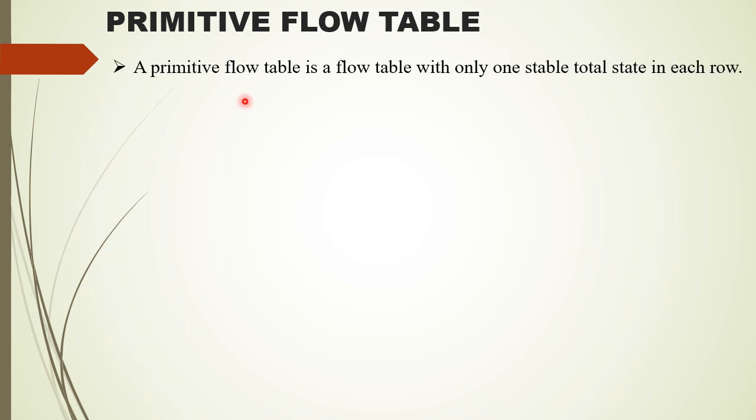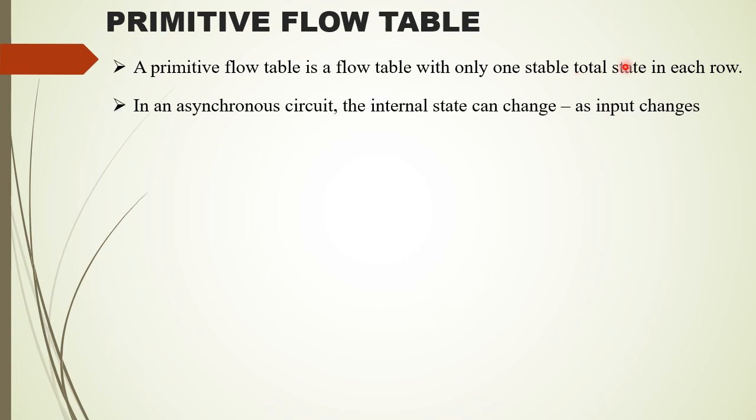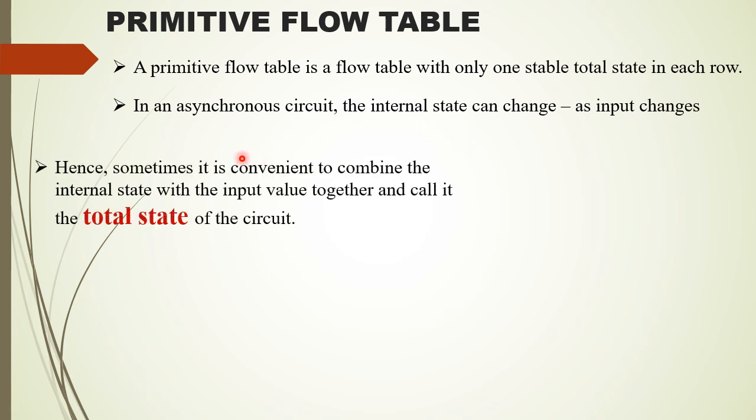So what is a primitive flow table? Already we have seen in our analysis video, but let me recollect it. A primitive flow table is a flow table with only one stable state, or total state, in each row. In asynchronous sequential circuit, the internal state changes as soon as we apply the input. As soon as the input changes, the internal state also changes, because we don't have a clock input in an asynchronous sequential circuit. So we combine these two, internal state and the input value, together, and we call it a total state of the circuit.